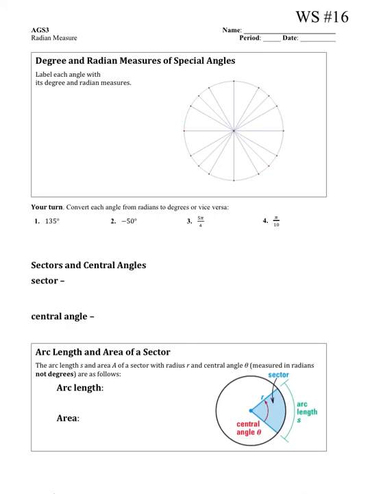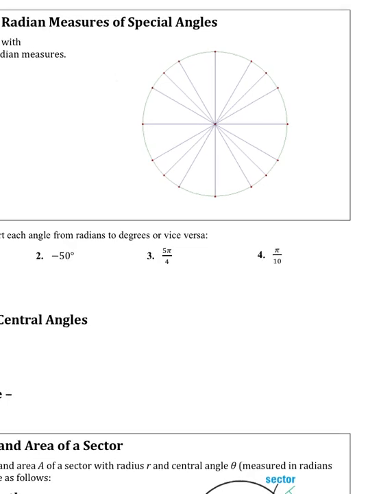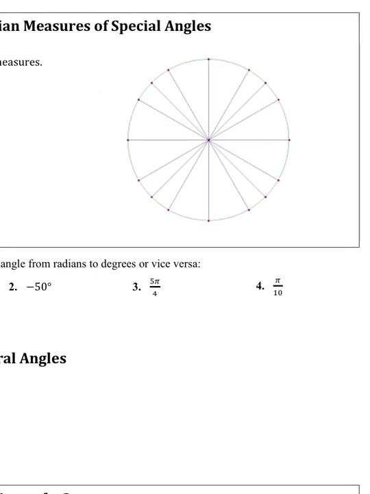The first thing I want to look at today is a circle. We're going to label each angle with its degree and with its radian measures on this specific circle here. And remember, we'll start in standard position, which is the positive x-axis. And I'm going to say this is 0 degrees. And then if I were to rotate all the way around the circle, I would end here at 360 degrees.